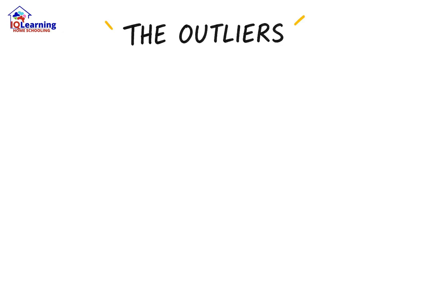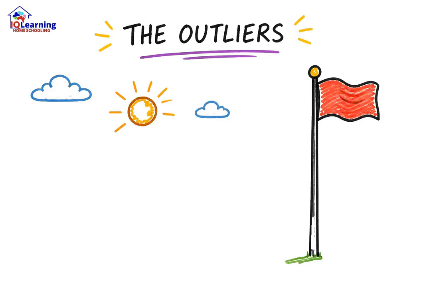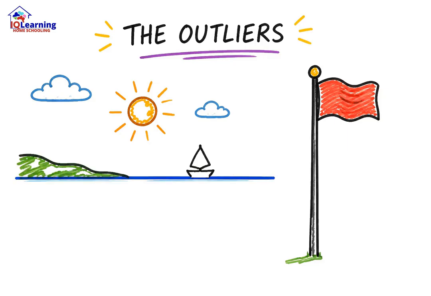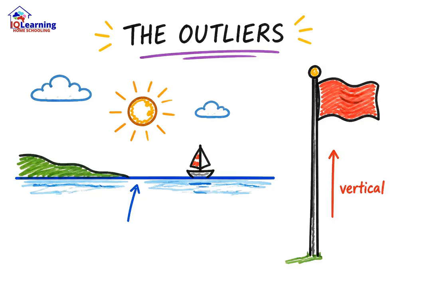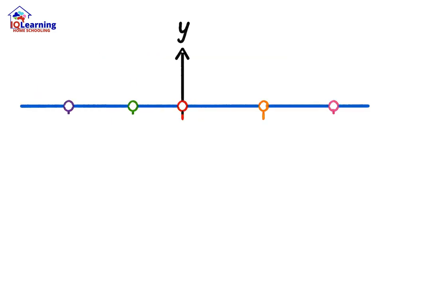We spend so much time with diagonal lines, sloping up, sloping down, but what about the outliers, the lines that are perfectly flat, like the horizon, or perfectly upright, like a flagpole? These are the simplest lines in all of mathematics, but they're also the most frequently misunderstood. Let's start with the flat line, the horizontal.